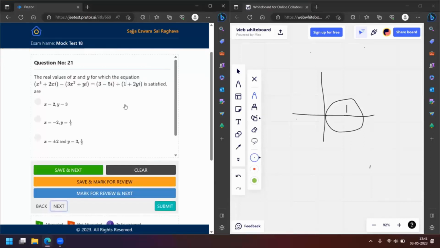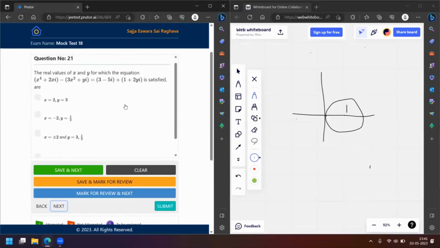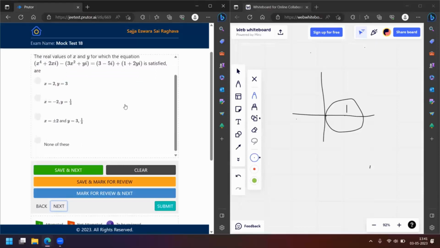Next question. The real values of x and y for which the equation is satisfied. In this question, you can just put all the values here, and you can see which of the values are satisfied. If none of them are satisfied, you can choose that option.